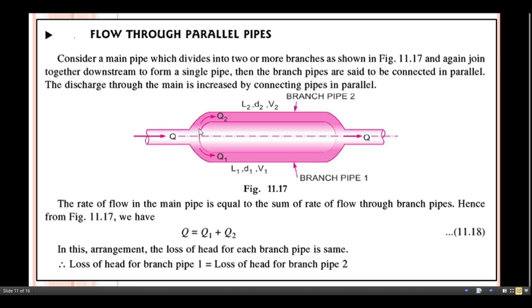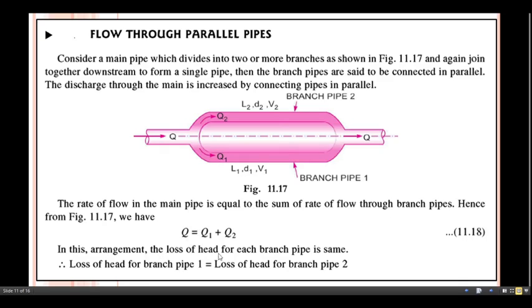So the main pipe is here. Then this is divided into two pipes, and again those two pipes are joined here. So the rate of flow in the main pipe is equal to the sum of the rates of flow through the branch pipes. Hence we can write this as Q equals Q1 plus Q2.